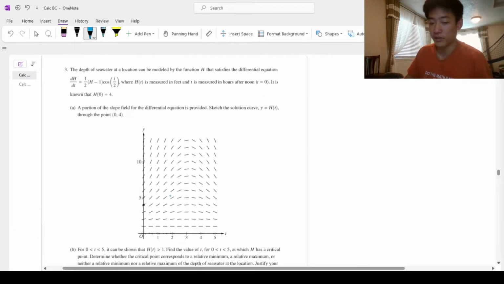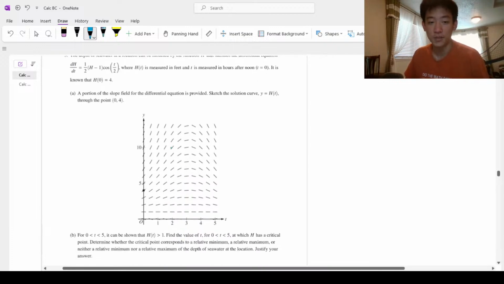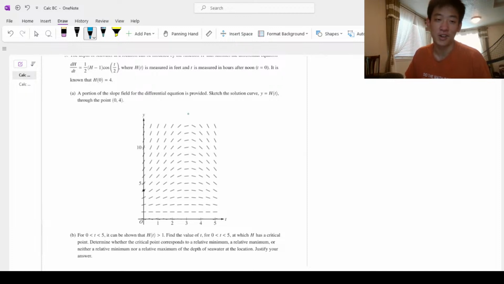So, quick review on slope fields. At any point, the line represents the slope. So you can kind of trace out some functions, and that's exactly what it tells you to do. It gives you this thing here, it has an h in it, also has a t in it, and it also has a cosine.